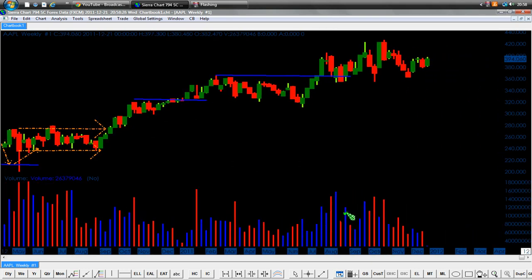Volume will surge at a hotspot in the zone, and they highlight either bullish activity or bearish activity.